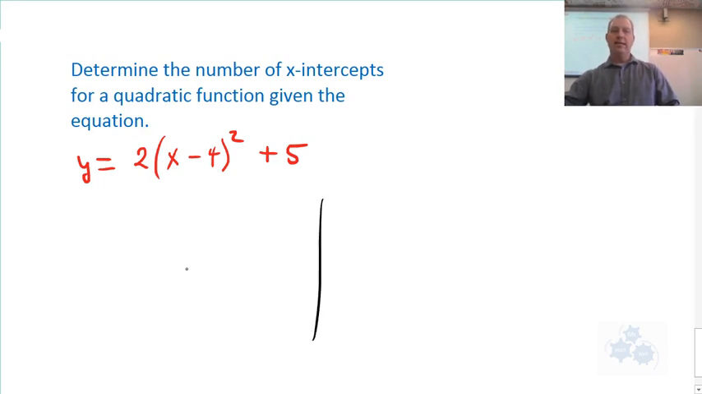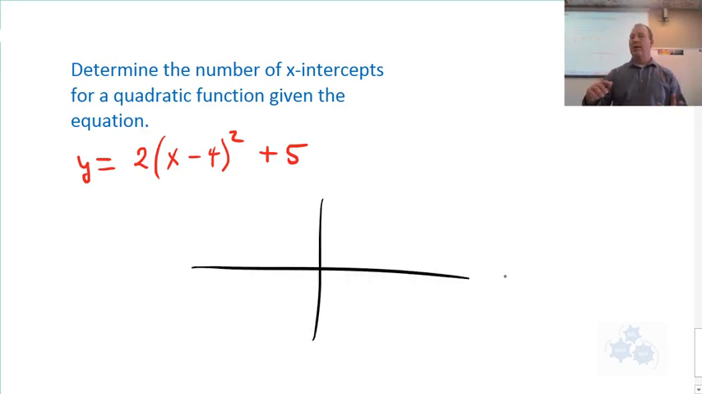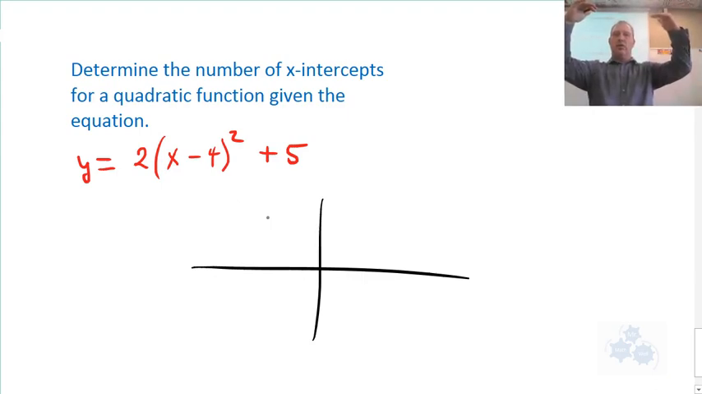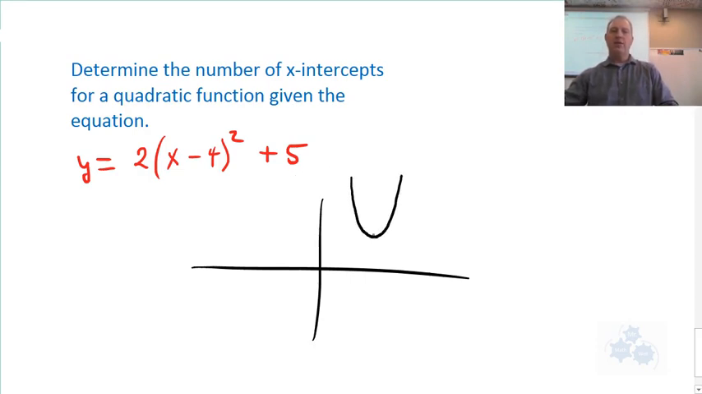So a parabola could open up or down. A parabola's vertex could be above the x-axis or below the x-axis or right on the x-axis, right? So let's say we have a parabola that opens upward and has a y value for a vertex that's above the x-axis. How many x-intercepts would there be for this parabola? None. That's right. There'd be 0 x-intercepts.